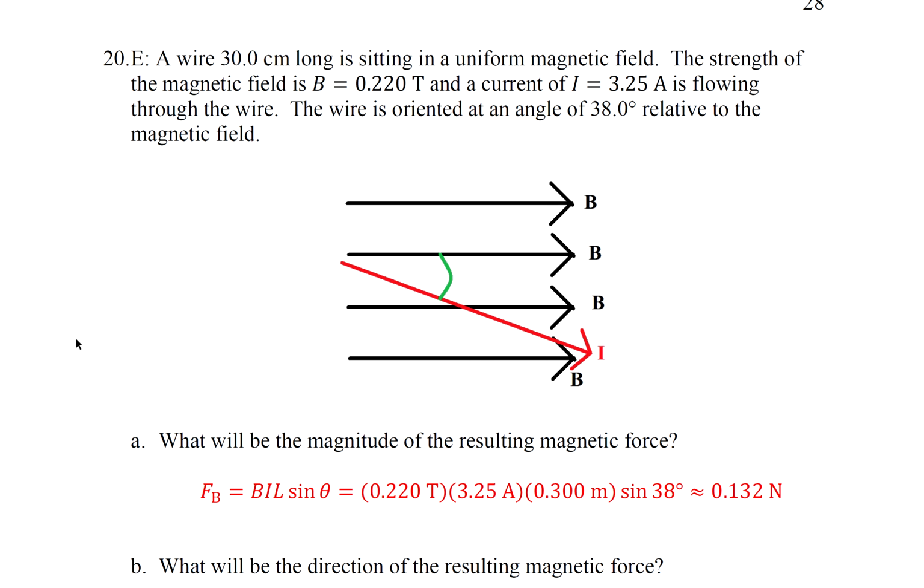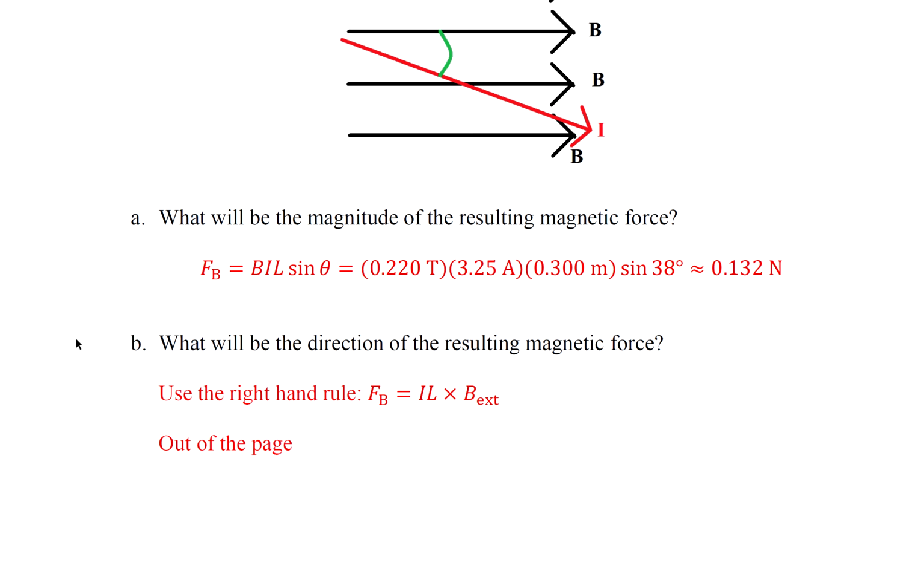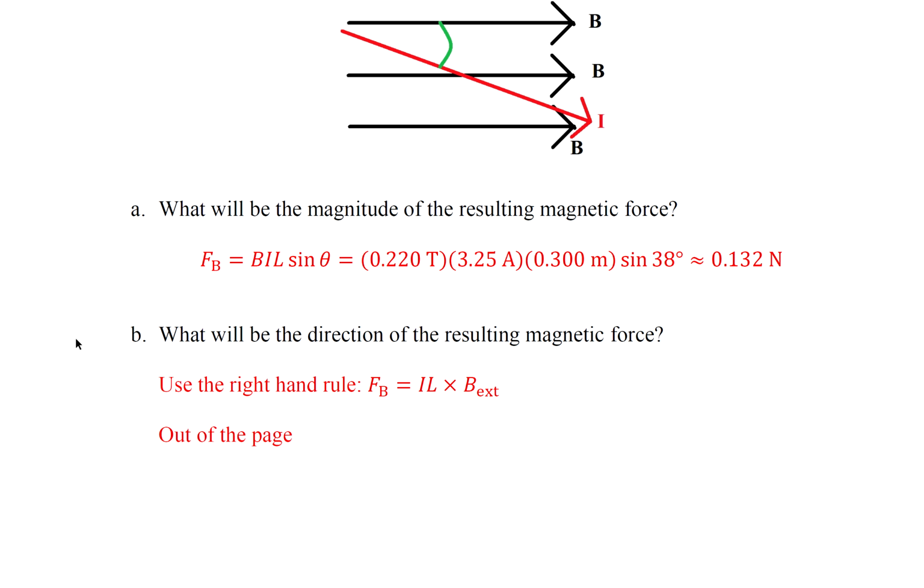Question 20 here. A wire 30 centimeters long is sitting in a uniform magnetic field. The strength of the magnetic field is 0.220 Tesla, and the current of 3.25 amperes is flowing through the wire. The wire is orientated at an angle of 38 degrees relative to the magnetic field. So here's the solutions for part A and B.